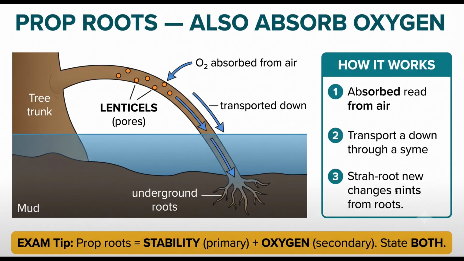Their primary job is stability, distributing the tree's weight across soft mud. Their secondary function is absorbing oxygen through lenticels at low tide. Here's the exam note. If you are asked about prop roots, try to mention both functions. That's what gets you the full marks.